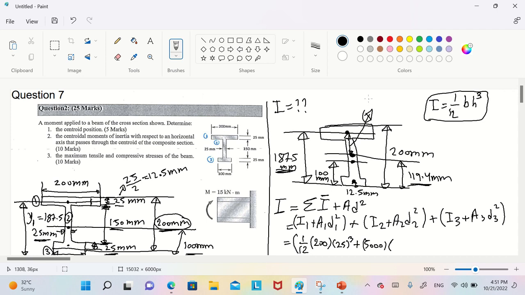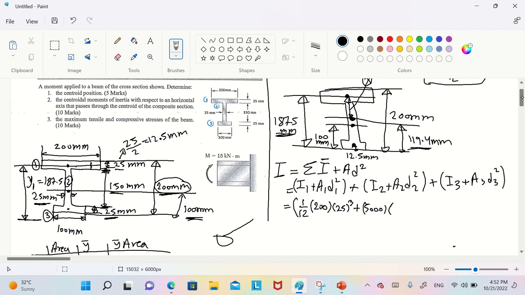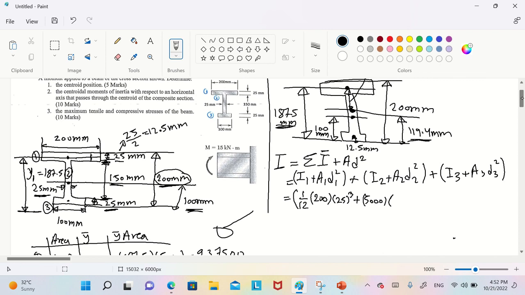you say 187.5 minus 119.4 to get the distance between them. So 187.5 minus 119.4 squared plus, now for the second one, 1 over 12.